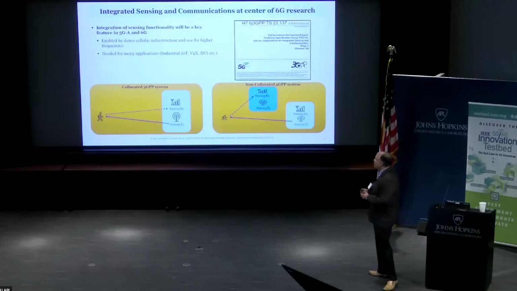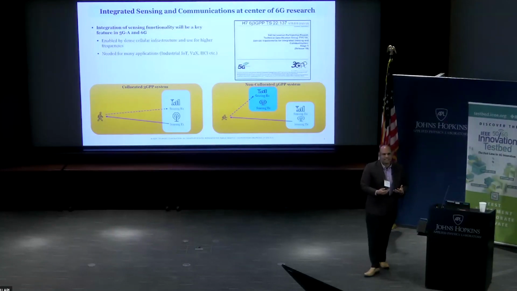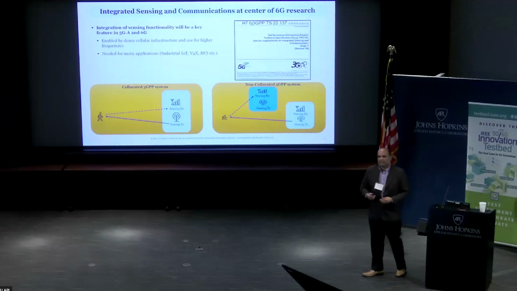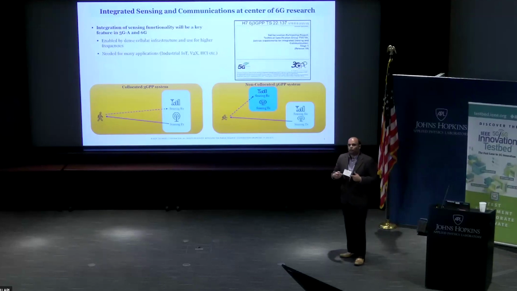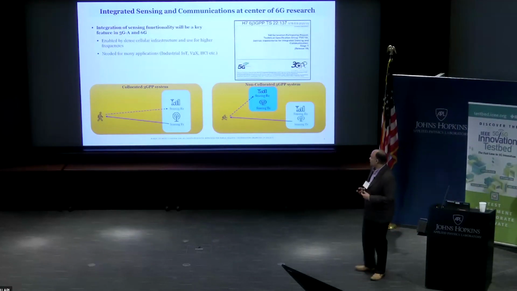One is what they call a collocated 3GPP system, where the sensing transmitter and the sensing receiver are collocated. So your base station is sending a signal, and based on what it receives from the reflections and so on, it's able to get a sense of what is happening in the environment. So that is what is shown on the left-hand side.